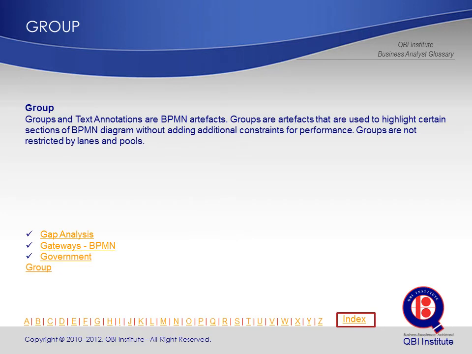Group. Groups and text annotations are BPMN artifacts. Groups are artifacts that are used to highlight certain sections of a BPMN diagram without adding additional constraints for performance. Groups are not restricted by lanes and pools.